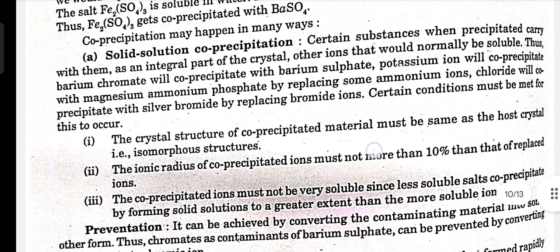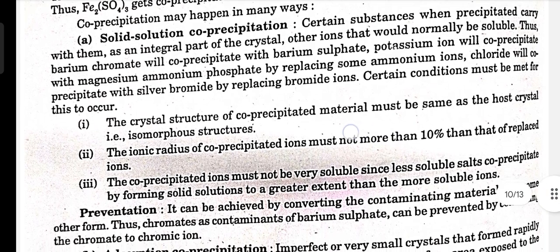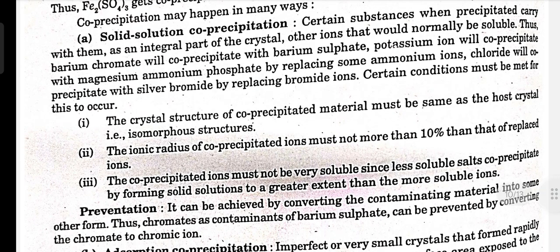Co-precipitation may happen in many ways. A, solid solution co-precipitation. Certain substances when precipitated carry with them, as an integral part of the crystal, other ions that would normally be soluble. Thus, barium chromate will co-precipitate with barium sulfate. Potassium ion co-precipitates with magnesium ammonium phosphate by replacing some ammonium ion. Chloride will co-precipitate with silver bromide by replacing bromide.